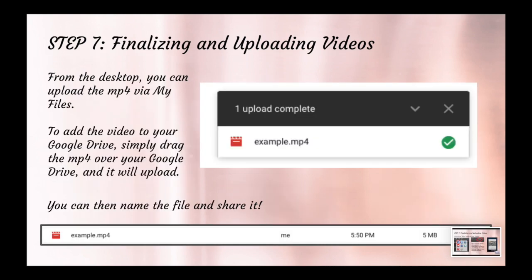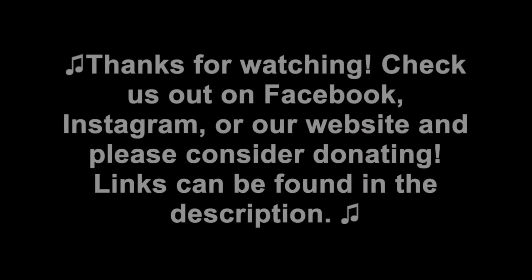So from there, from the desktop, you can upload the MP4 via My Files. It's either going to be an MP4 or an M4A. It sometimes is different things. Either is fine. And to add the video to your Google Drive, simply drag the MP4 over your Google Drive and it will upload. Pretty straightforward. You can then name the file and share it with us. You can also drag it into an email and email it to us. Either is perfectly fine.